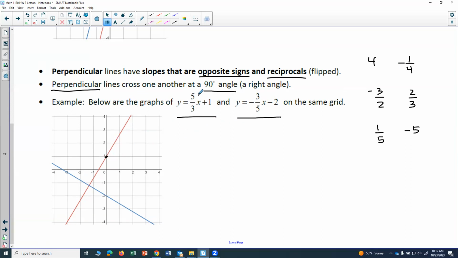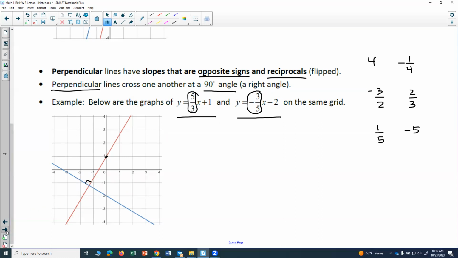So notice in the slopes, the first line had a slope of 5/3, the second line has a slope of negative 3/5, so it's the opposite sign, and the fraction is flipped. 5/3 flipped to 3/5, and we changed the sign. And you can see that these two graphs cross at a 90-degree angle here. We also think of it sometimes as a square angle.